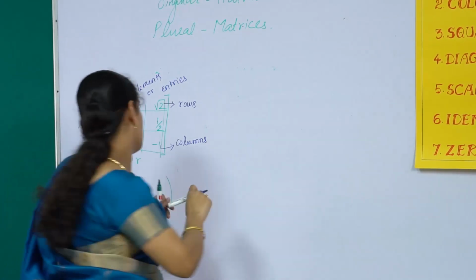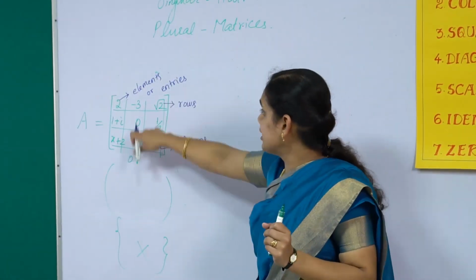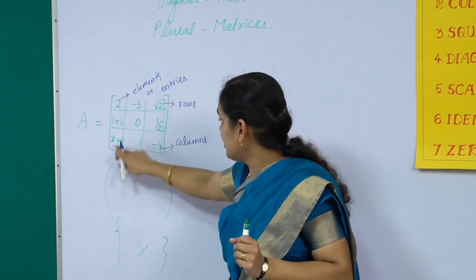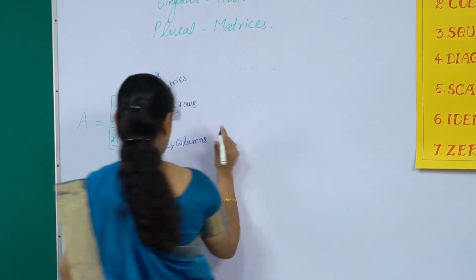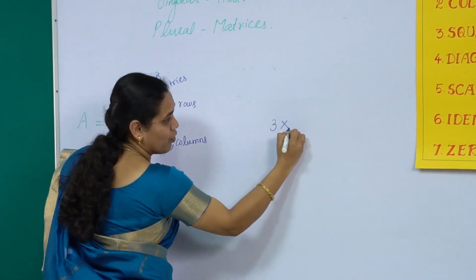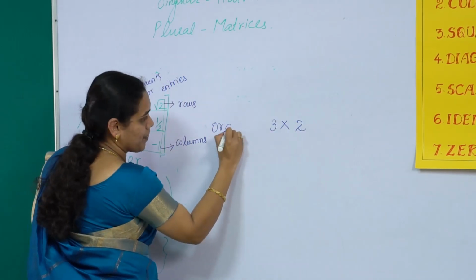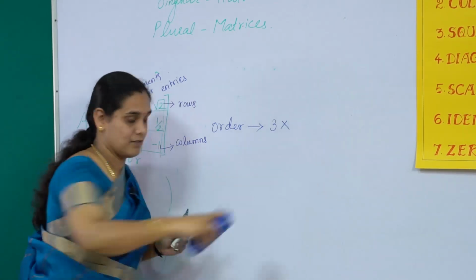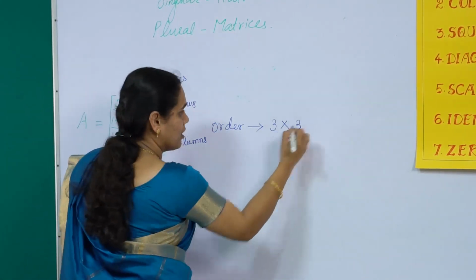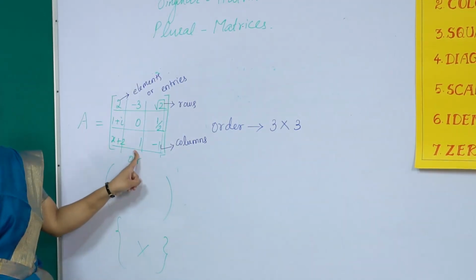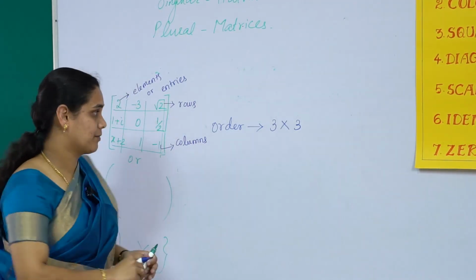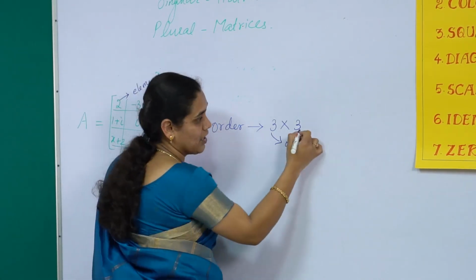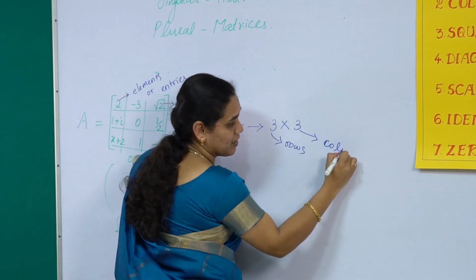Here in this matrix, we have 3 rows and 3 columns. So we can write this matrix as a matrix of order 3 by 3. We can say this is a matrix of order 3 by 3. Always the rows come first, the number of rows comes first, and the number of columns comes second.